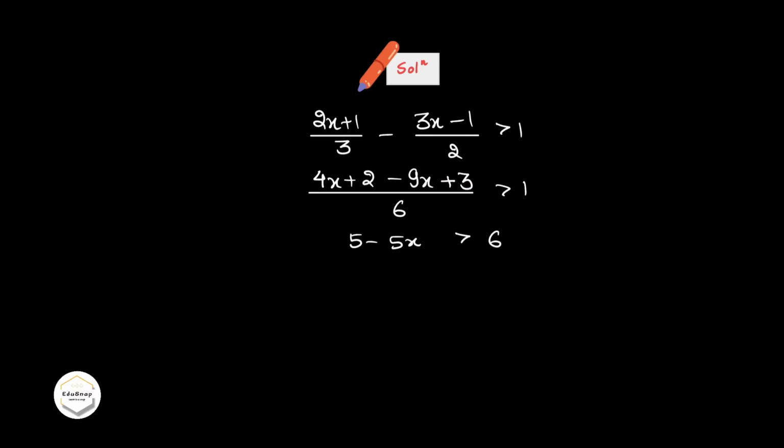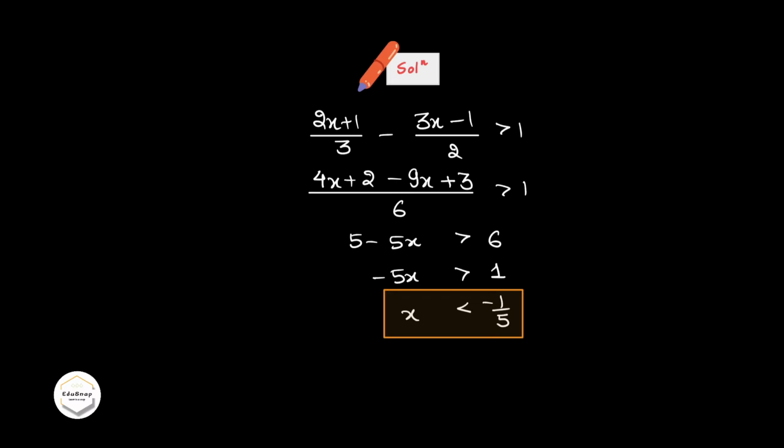Now, can you multiply this 6 with 1? Yes, because 6 is a positive quantity, so you can multiply here. That is cross multiplication. Now afterwards, this 5 you will bring here. You will have minus 5x greater than 1 here.